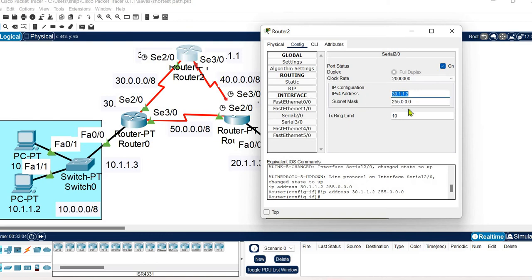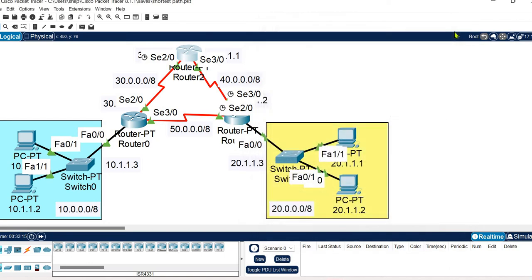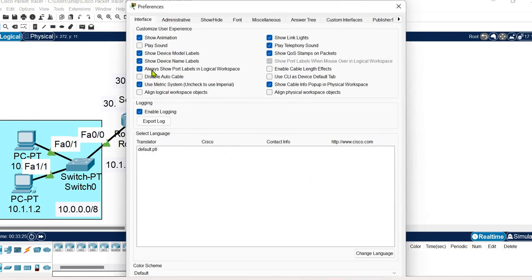It is connected to serial 3/0 for the network 40. So let's provide it the address for the network, 40.1.1.1, and done. So our configuration is complete here, meaning all the routers are configured for their neighboring routers. So let's turn off the preferences.